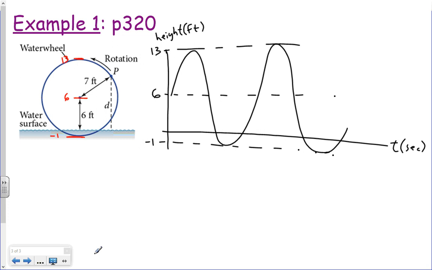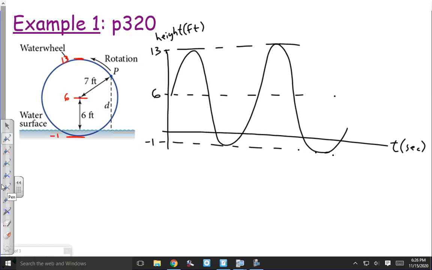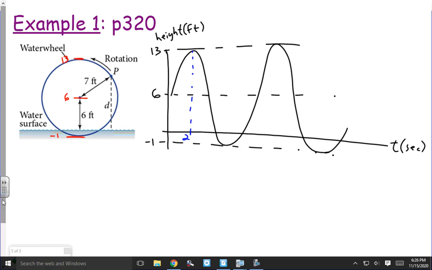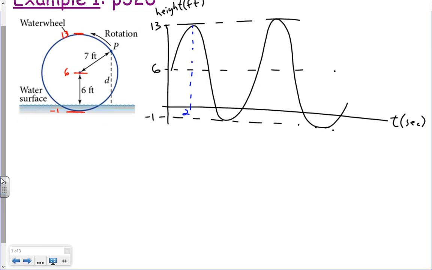All right, so a couple other things that we need to mark here on our sketch. They tell us that 2 seconds after you start the stopwatch, point P is at its greatest, which is 13 feet. So that means that this point right here must be at 2. And then they also tell you that this makes 6 revolutions per minute. We've got to be careful with that because revolutions per minute is a frequency. If we've got 6 revolutions per minute, that's our frequency. If we reciprocate that, that would be 1/6 of a minute per revolution.